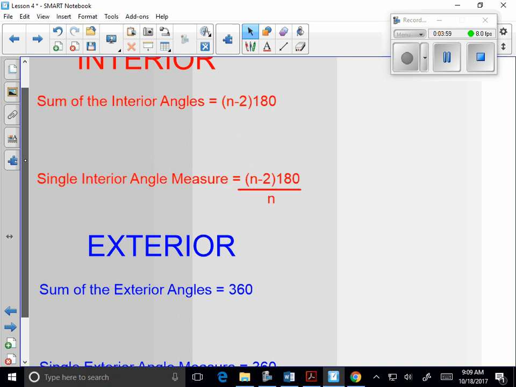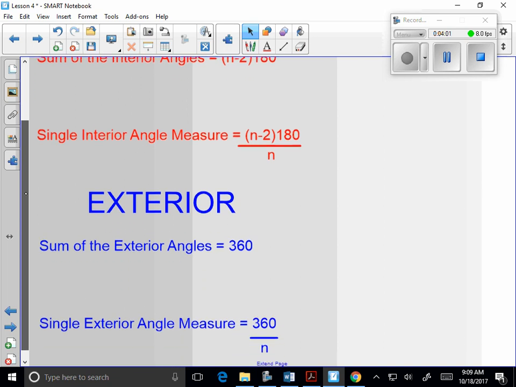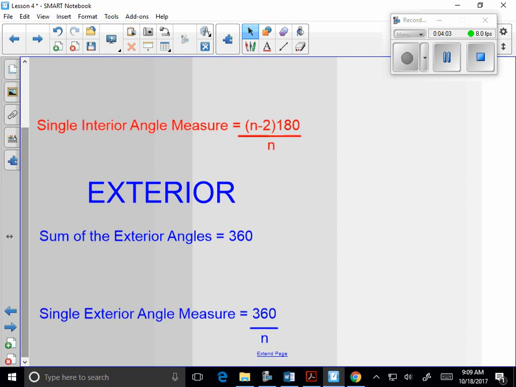N minus 2 times 180. To find a single interior angle measure, we did N minus 2 times 180 and divided by N. What did N represent? The number of sides, right? Or angles, either way, same thing.